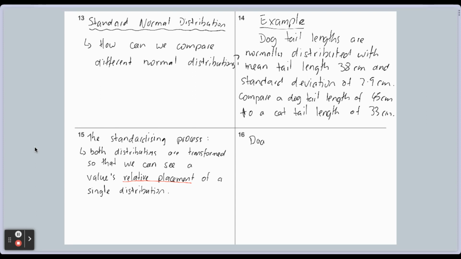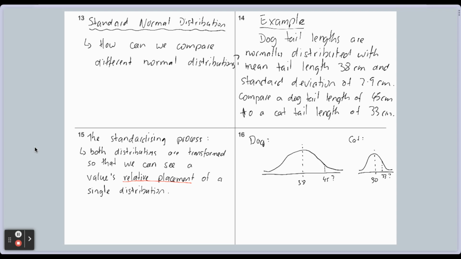If I drew the dog's tail length as a normal distribution, I didn't say it's normally distributed, but if it's not, we can't really start, then I would have a mean of 38 centimetres, and 45, the thing we're looking for, would be somewhere here. I don't know how accurate I've got that. If I looked at a cat, and I looked at its mean, which is 30 centimetres, then its mean is here. The cat in question, of 33 centimetres, would be somewhere here. And I can't tell whether this percentage is better than or bigger than this percentage. So I can't see the relative position.